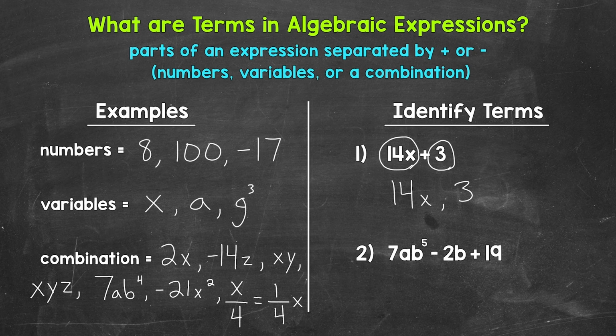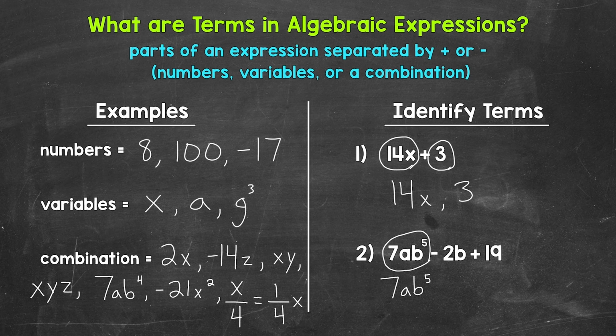Let's move on to number 2, where we have 7ab to the power of 5 minus 2b plus 19. So let's look for the terms, the parts of this expression, starting with 7ab to the power of 5. That's followed by a subtraction sign. So this is our first part or term, 7ab to the power of 5.